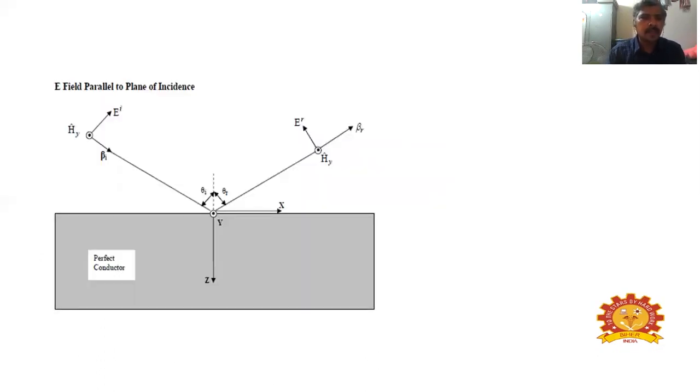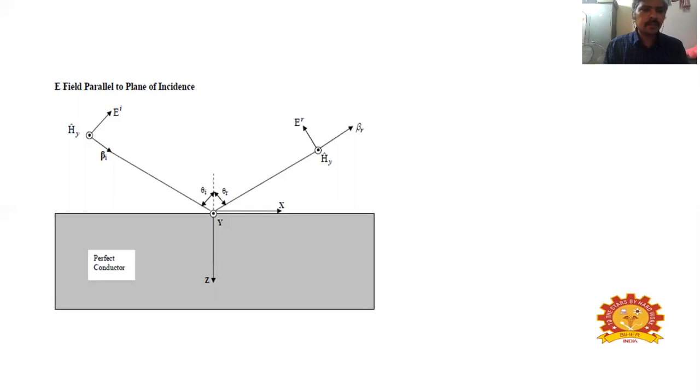Now you can see in the diagram the E field parallel to the plane of incidence. You see the perfect conductor put there, and here we have the electric field E and the magnetic field H, with the propagation constant beta. The wave is incident on the perfect conductor, and on the right-hand side you see the reflected waves.